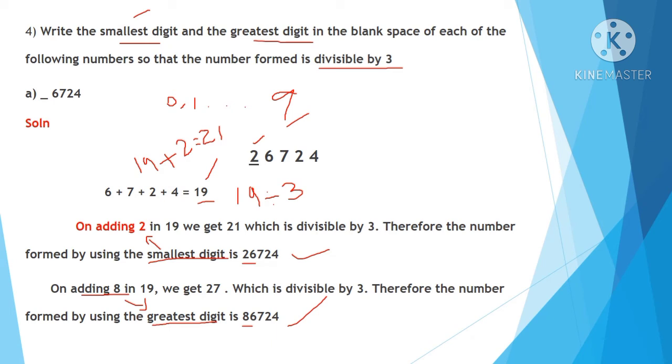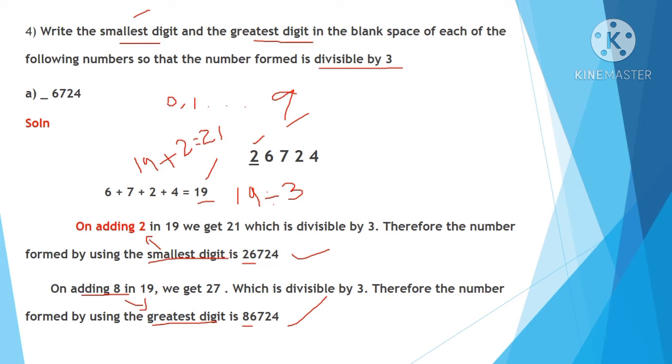So what is the greatest digit we are adding there? The greatest digit is 8. Understood children? Because when we check for 9, the answer is not divisible by 3. Next we will check the next greatest. So what is the next greatest digit? 8. So after 19 plus 8, we are getting the answer 27. So 27 is divisible by 3, so we will write there 8. Understood children? Check it here. For the smallest, here we have written 2 and here greatest 8.